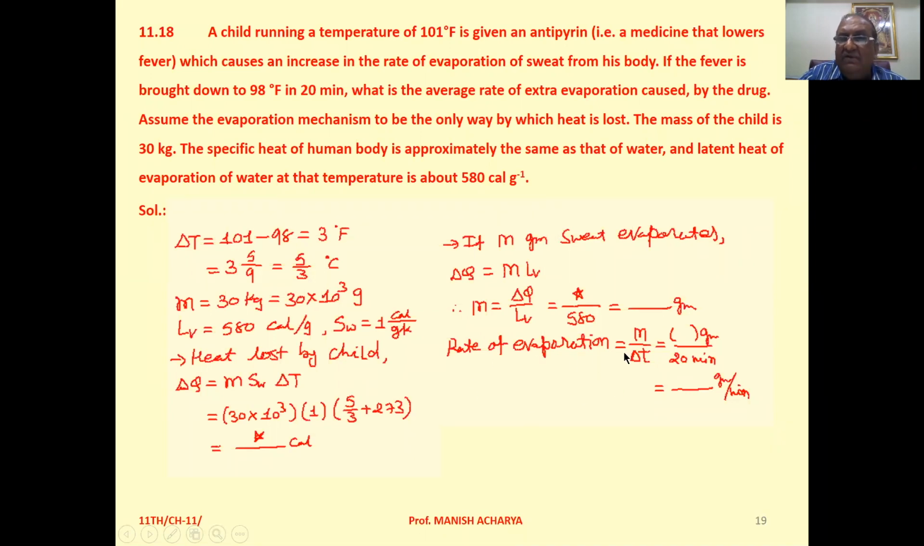Then rate of evaporation. Rate of evaporation means the mass of the sweat evaporates per unit time. Okay. So here in 20 minutes, this process is completed. Means m gram mass is evaporated in 20 minutes. So in 1 minute, how much mass is evaporated? So m upon time interval. So mass we calculated here, substitute its value, divide it by 20. So we will get the rate of evaporation this much gram per minute. Clear to all of you?